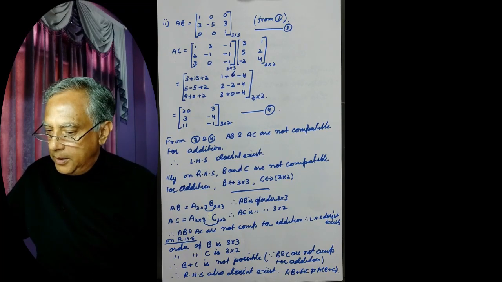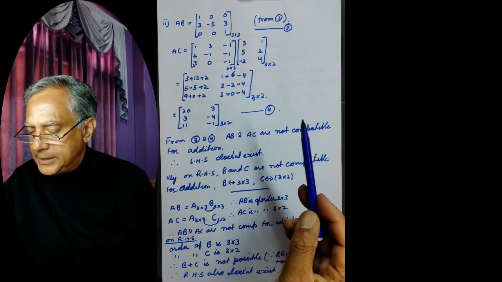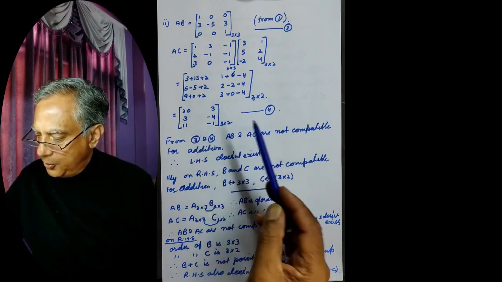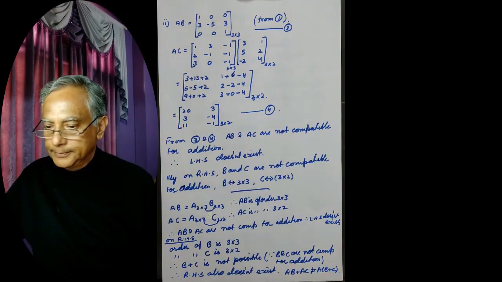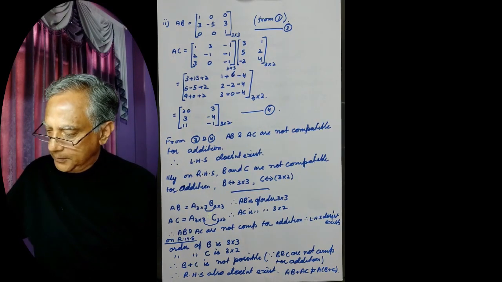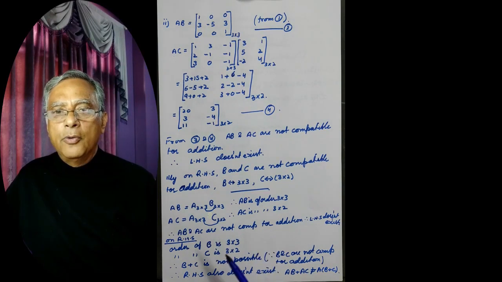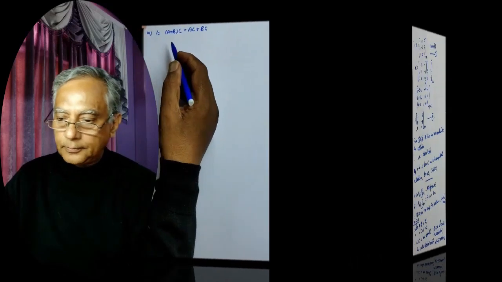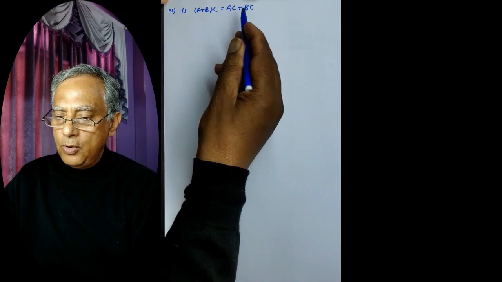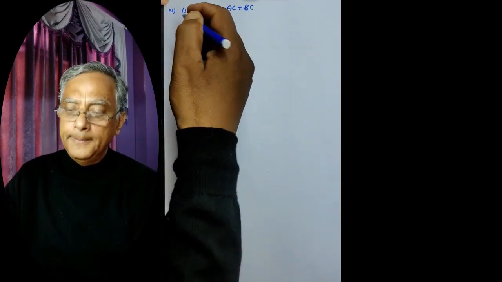But here, if both the left hand side and right hand side exist, then left distributive law as well as right distributive law will be true, as we will see in the next part. If both left hand side and right hand side exist, then distributive law will be true. Now third part is A plus B into C equal to AC plus BC? Is the right distributive law true?